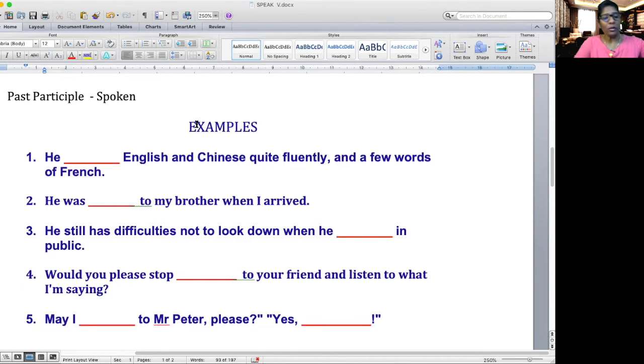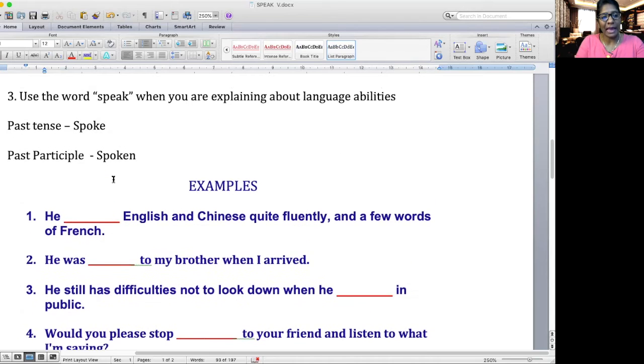So in the very first example, it shows: he blah blah blah English and Chinese quite fluently, and a few words of French. So here it specifies a language. As you know, when a language is specified, you need to use the word speak. So when it's explaining the ability of the way he speaks, here I need to use the word speak.